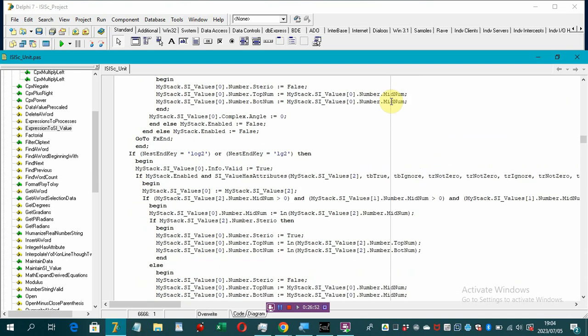You see there, I handle log. That 2 means there are 2 arguments. Next key, don't worry, that 2 is just for a 2-argument function, log 2.